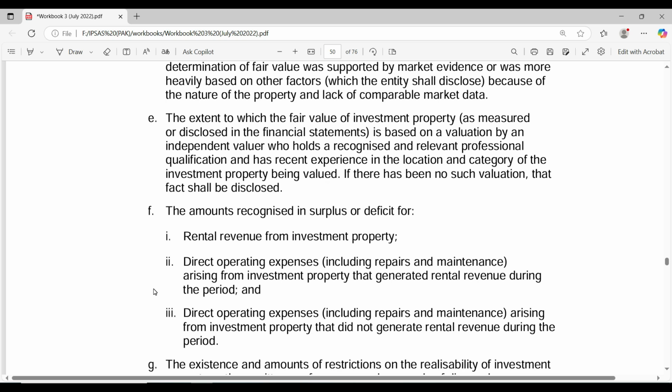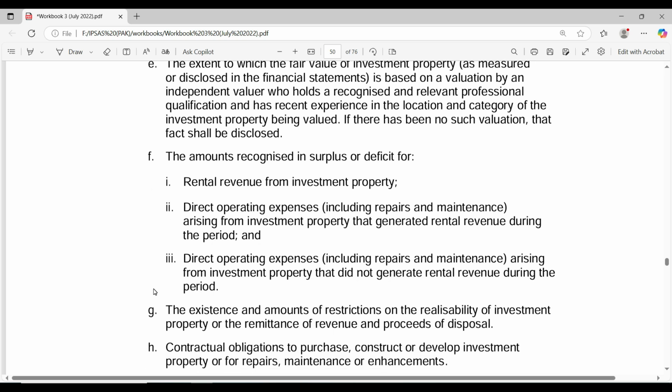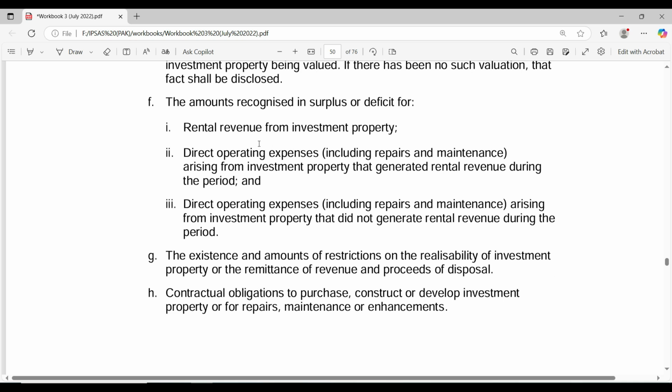Here are many other recognition and disclosure notes. For example, F, the amount recognized in surplus or deficit: rental revenue from investment properties. You need to disclose it. Direct operating expenses arising from investment properties that generated rental revenue during the period. Now, you need to disclose the direct operating expenses related to generating the revenue from investment properties.